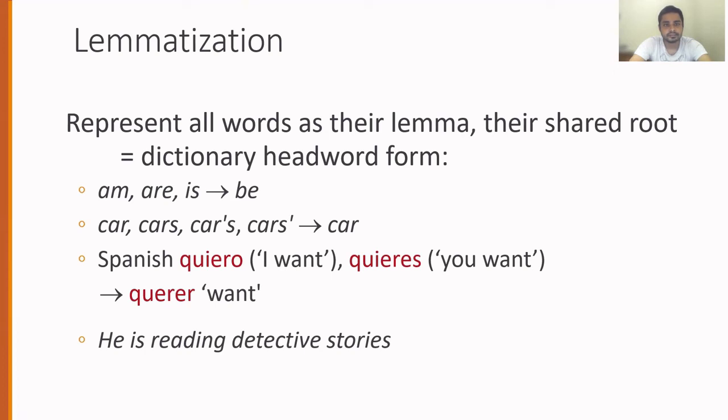Lemmatization. It represents all words as their lemma, their shared root, that is, a dictionary headword form. For example, am, are, and is have the same lemma, be. Car and cars have the same lemma, car. For example, in the sentence "He is reading detective stories," if we do lemmatization, it will become "he be read detective story."